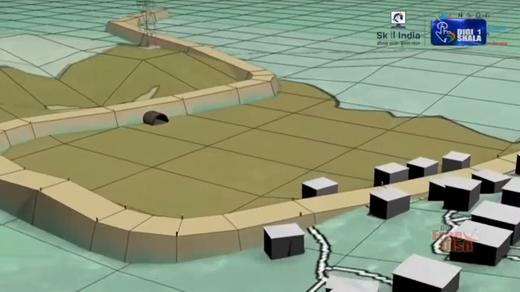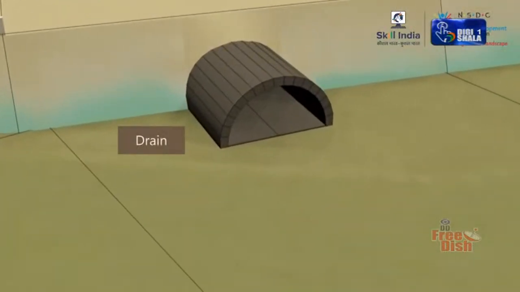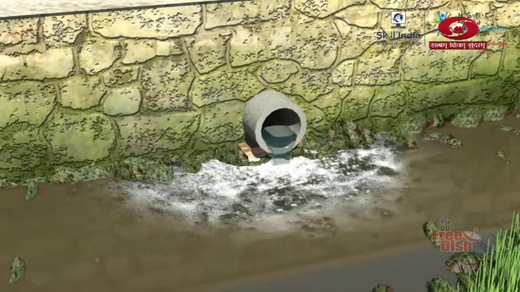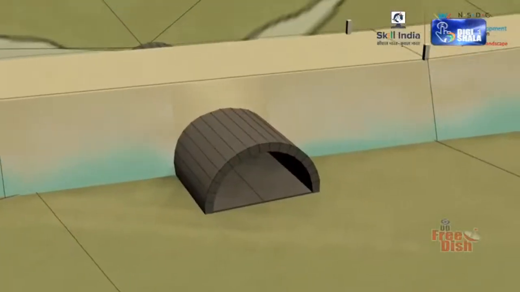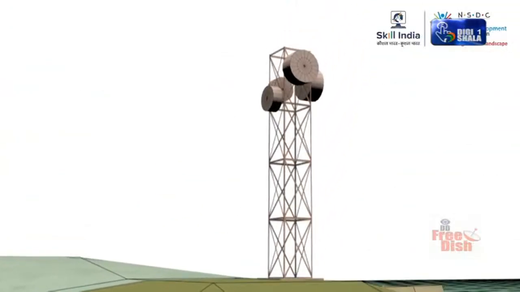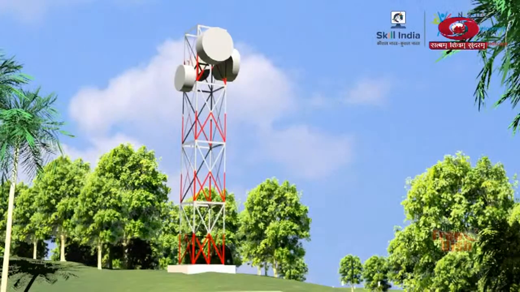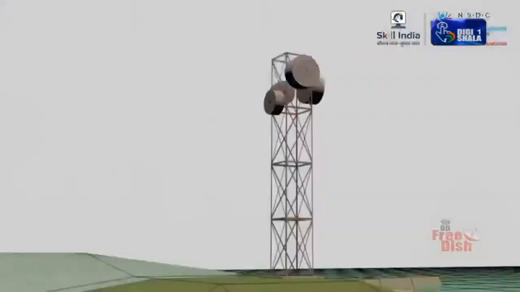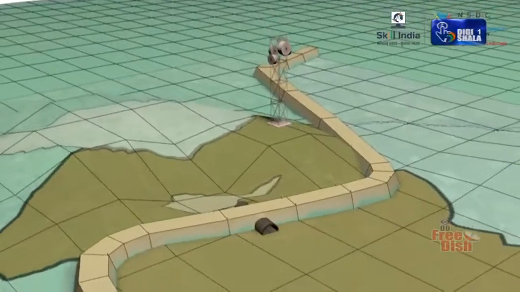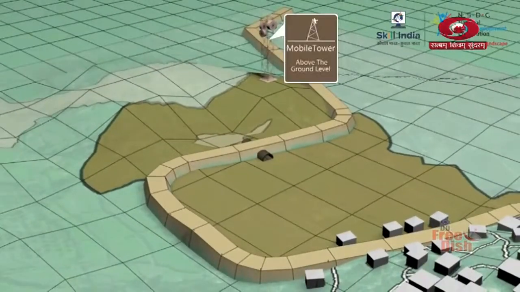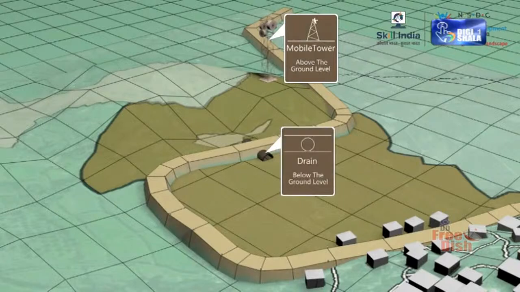See, below the road there is a drain. Also, a mobile tower above the surface of his land. So, how do you think the tower was built above the ground, the drain below the ground, and the road on the ground?